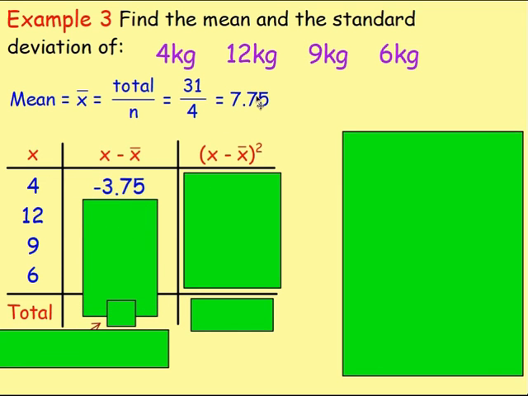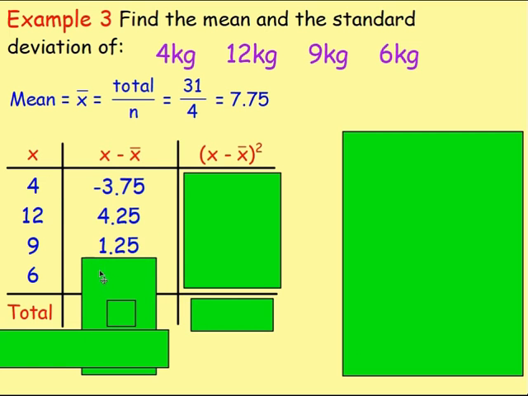Do the same with 12. 12 take away the mean of 7.75 gives us positive 4.25. If we do the 9 take away the mean, so 9 take away 7.75, we get 1.25, and the 6 take away the mean, 6 take away the 7.75, gives us negative 1.75. So that is our x minus x bar.